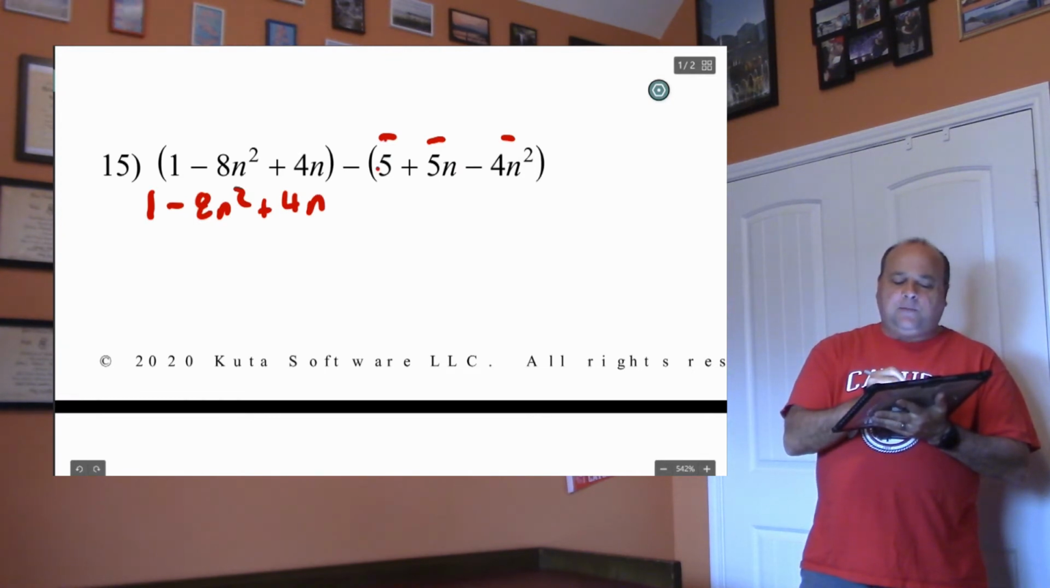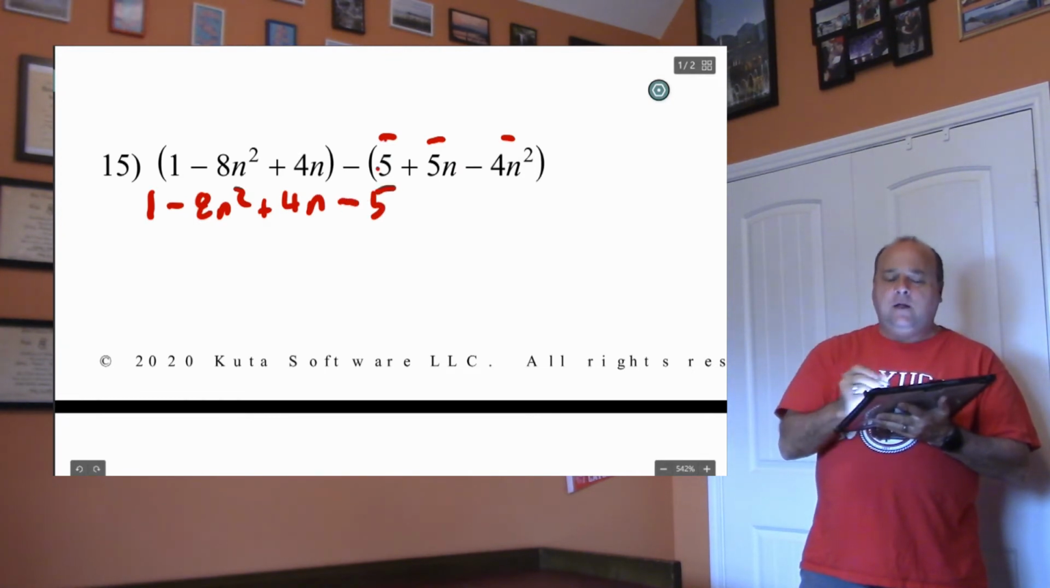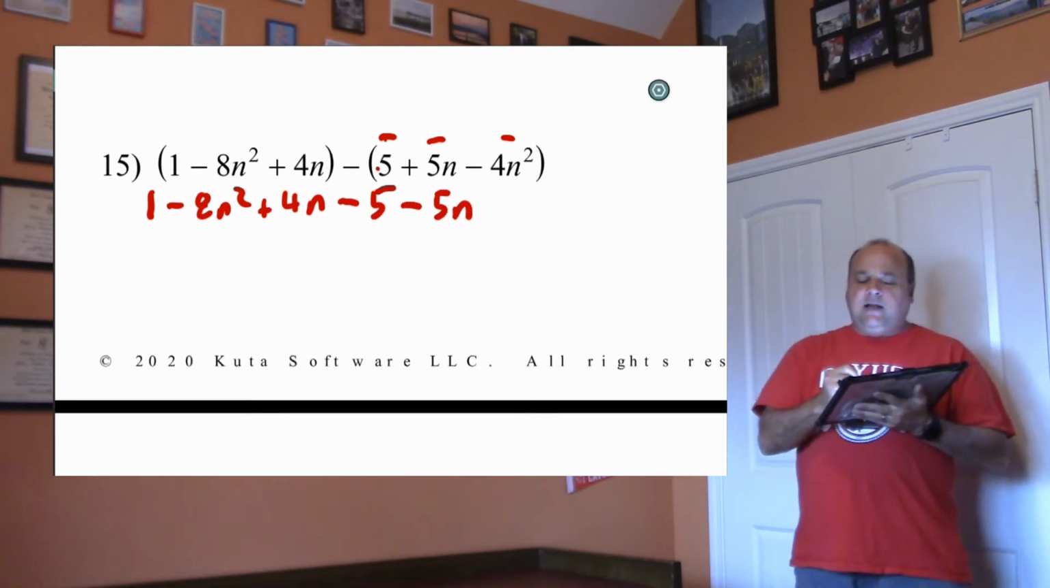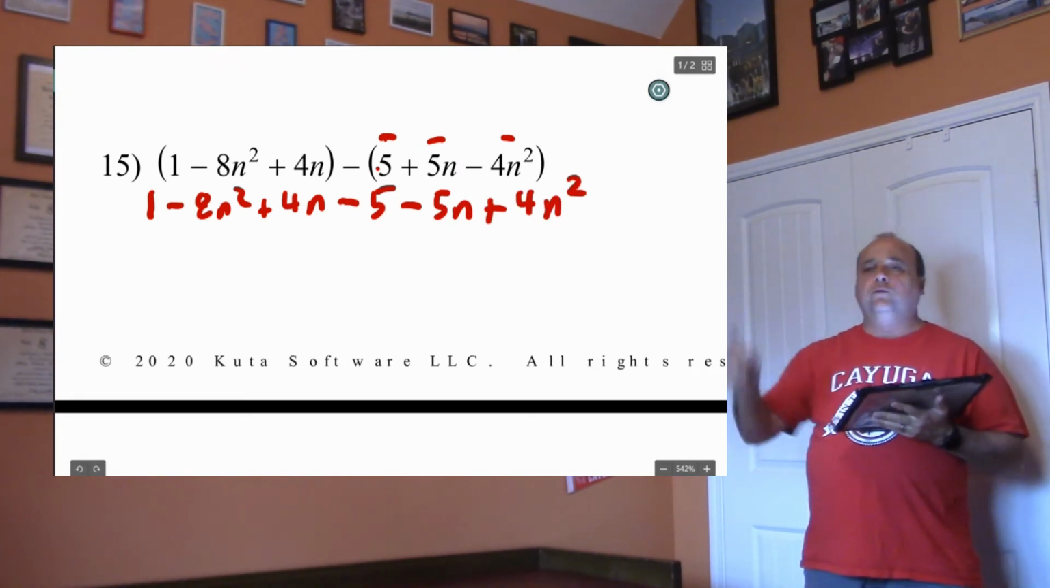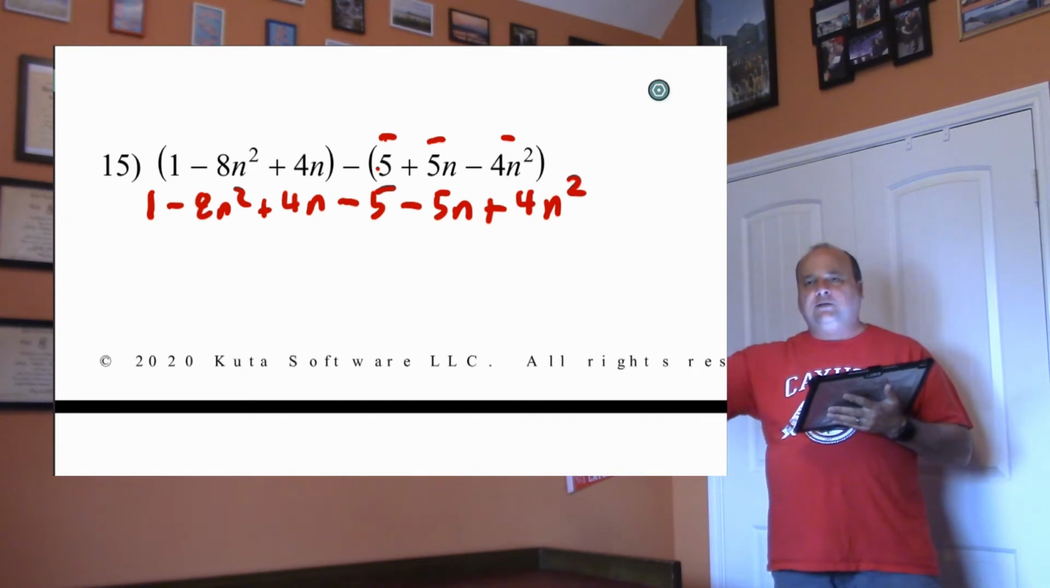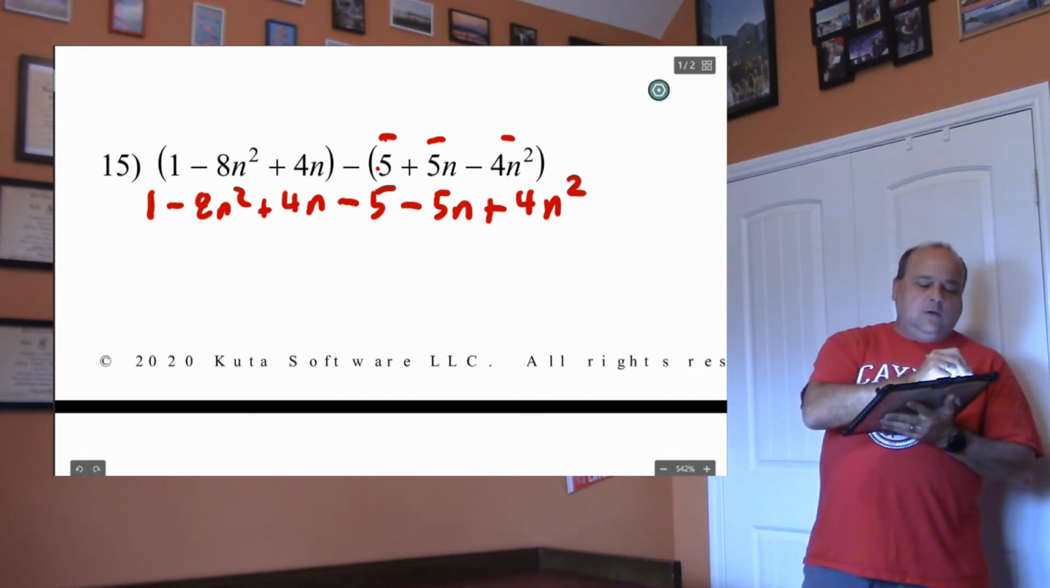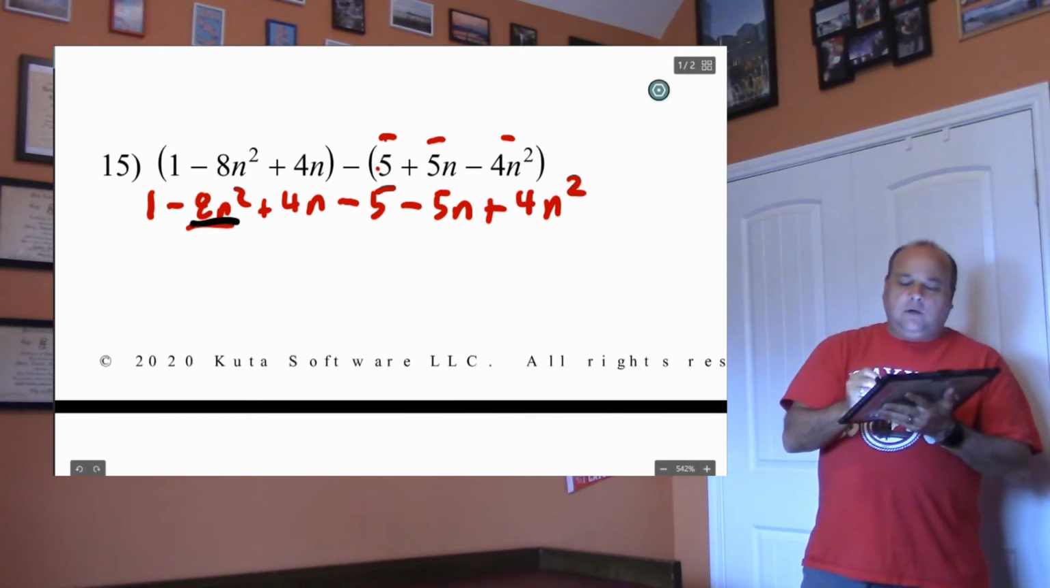A negative times a positive is a negative. My number's 5. A negative times a positive is a negative. My number's 5. My letter's n. A negative times a negative is a positive. My number's 4. My letter is n, and my exponent's 2. Sign, number, letter, exponent.